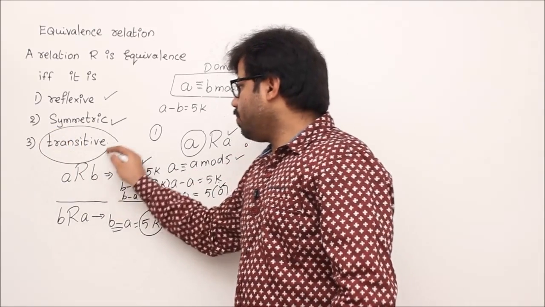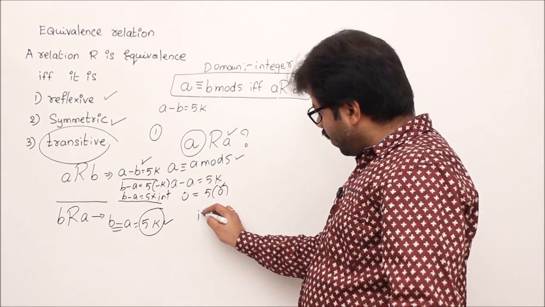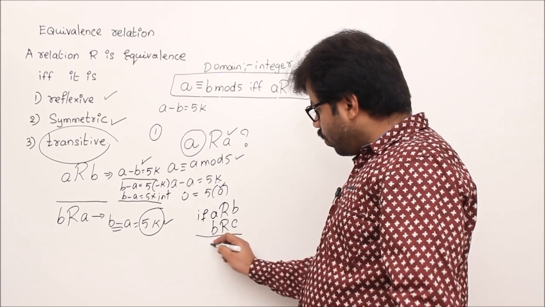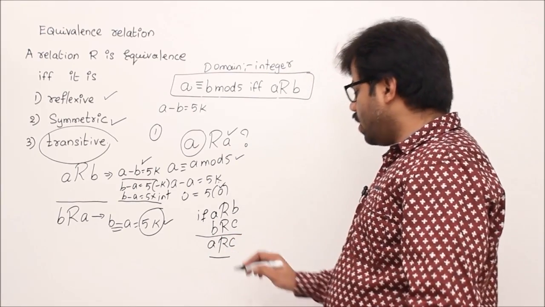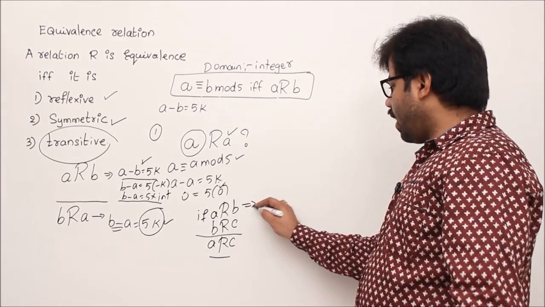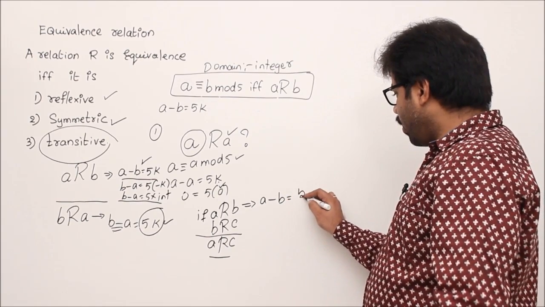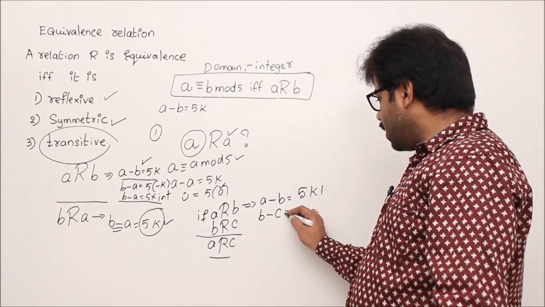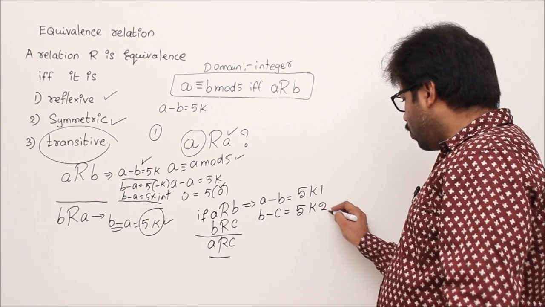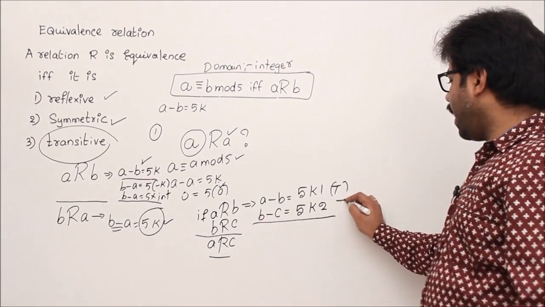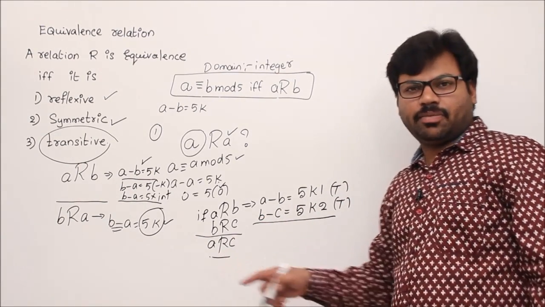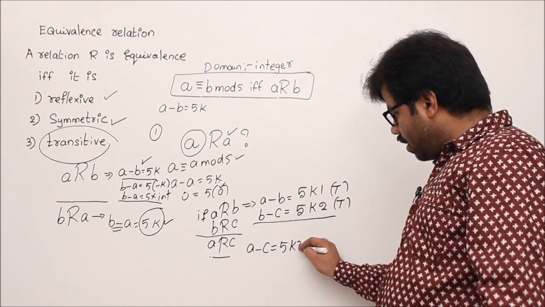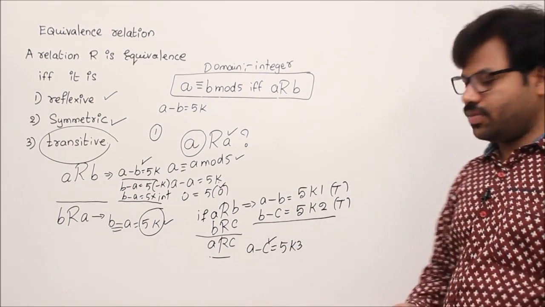Let's see the transitive property. What is the transitive rule? If A is related to B and B is related to C, we have to prove that A is related to C. Let's quickly do that. A related to B. Then I can write A minus B equal to 5 into integer K1. Now B is related to C. Then B minus C equal to 5 into integer K2. So given these two as true, can we conclude about A and C? That means can we get A minus C equal to 5 into K3? If you get it always, then it is transitive.